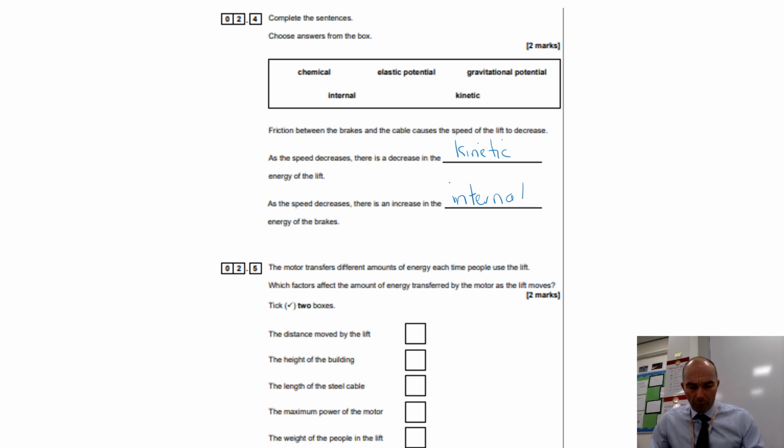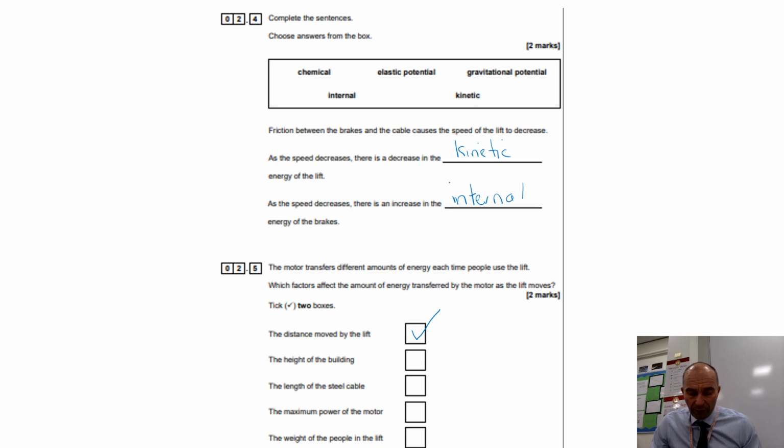2.5. We've got a tick box exercise here. The motor transfers different amounts of energy each time people use the lift. What factors are going to affect the amount of energy transferred by the motor as the lift moves? If you think about it, this is all to do with how much work is being done. So the further the lift moves, that seems rather sensible, that's going to affect the amount of energy being transferred. Things like the height of the building and the length of the steel cable have nothing to do with the lift really. The maximum power of the motor doesn't really affect things.